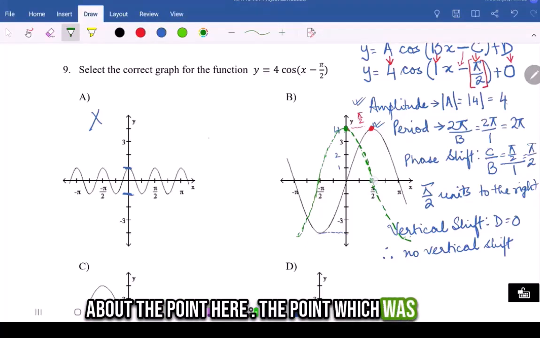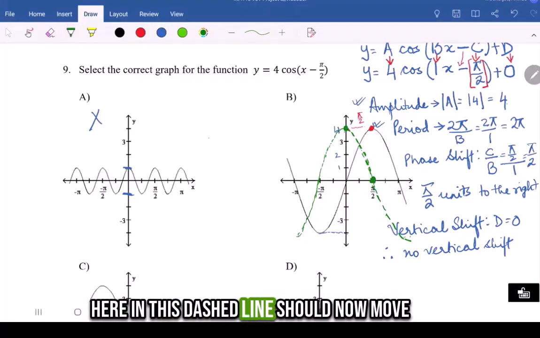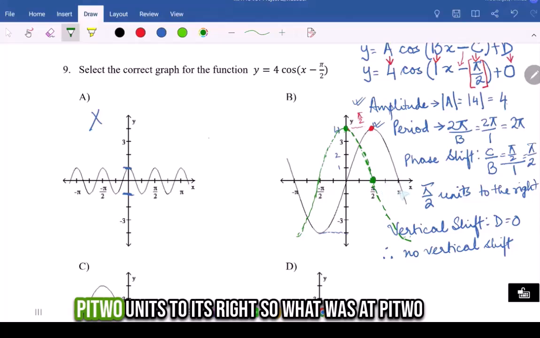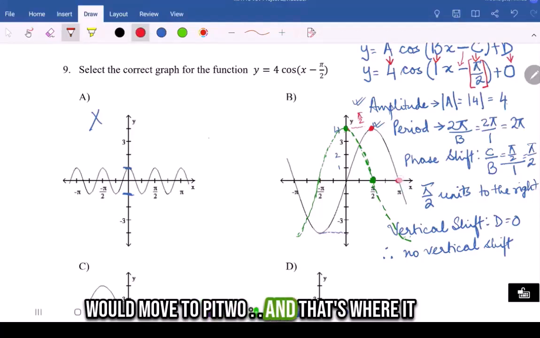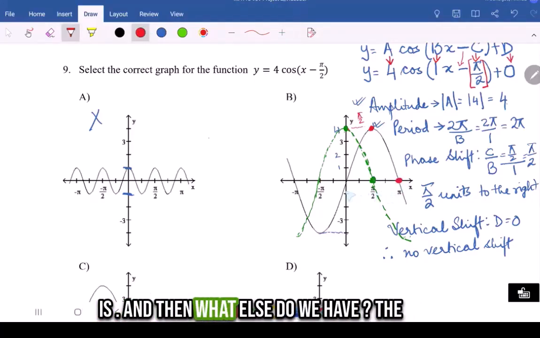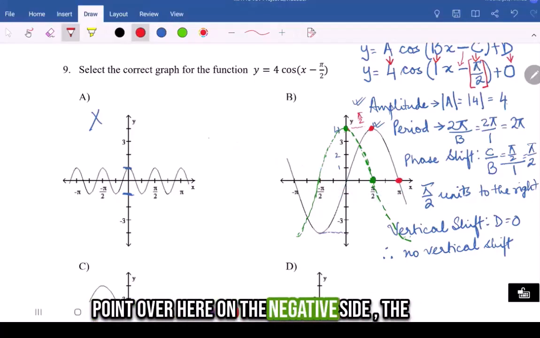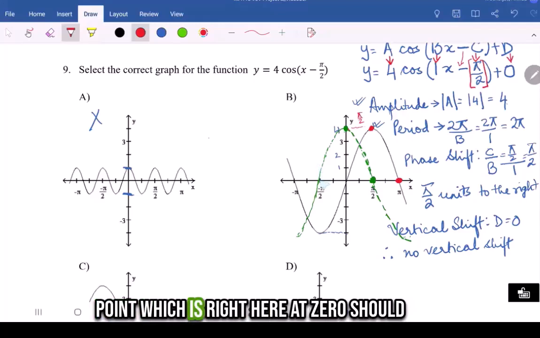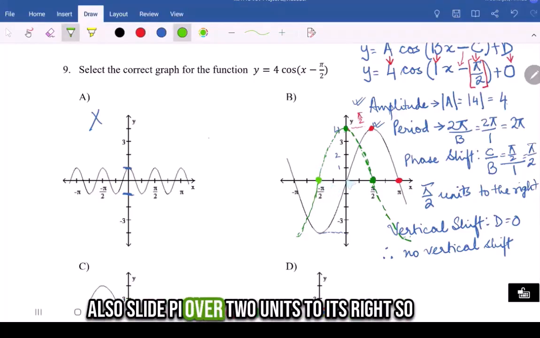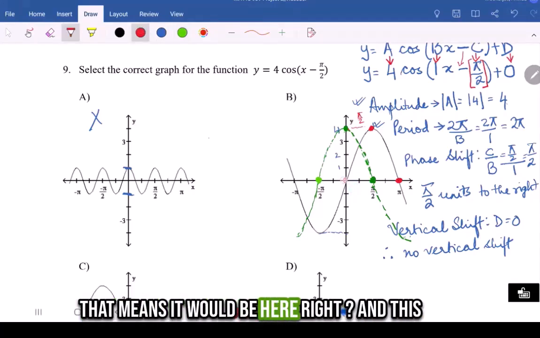The point which was here in this dashed line should now move pi over 2 units to its right. So what was at pi over 2 would move to pi, and that's where it is. And then what else do we have? The point over here on the negative side, the point which is right here at 0, should also slide pi over 2 units to its right. So that means it would be here, right?